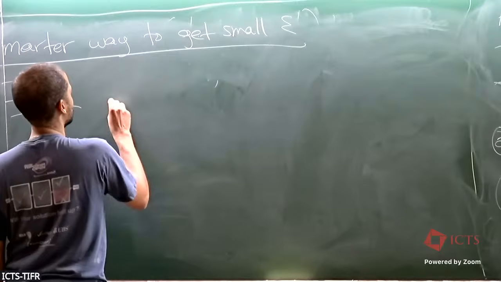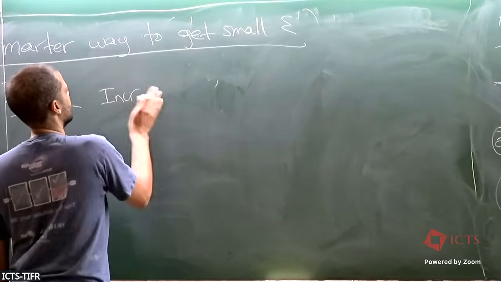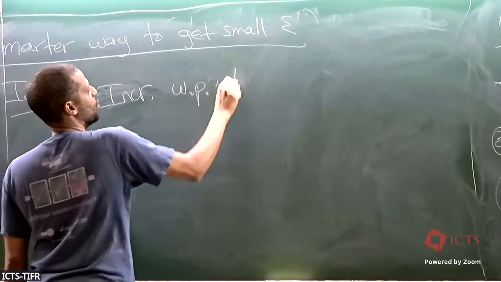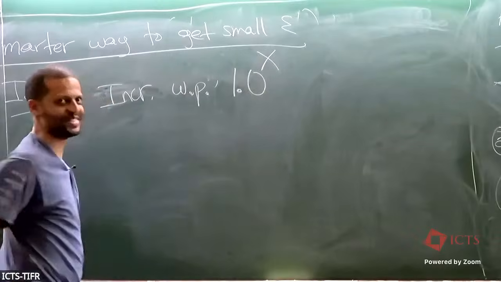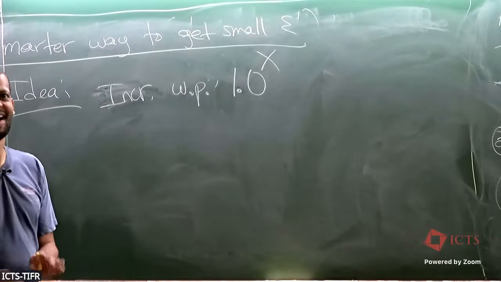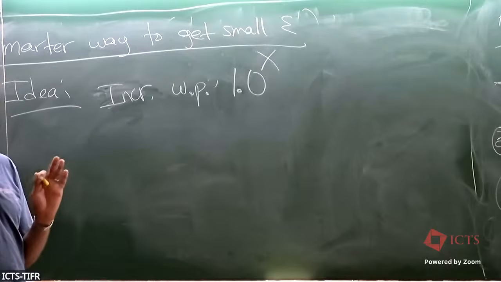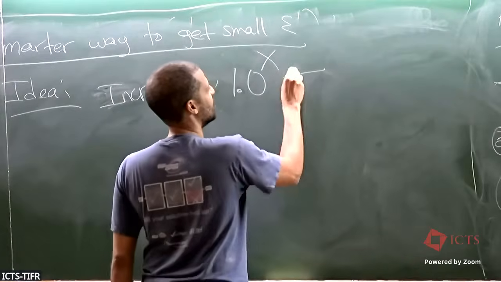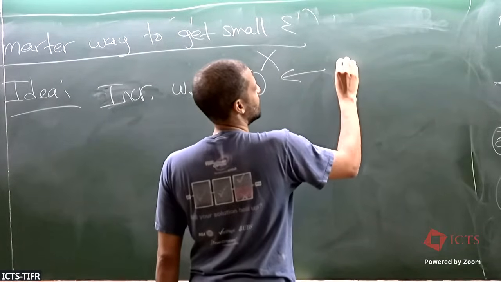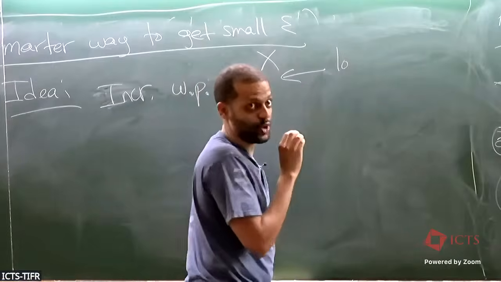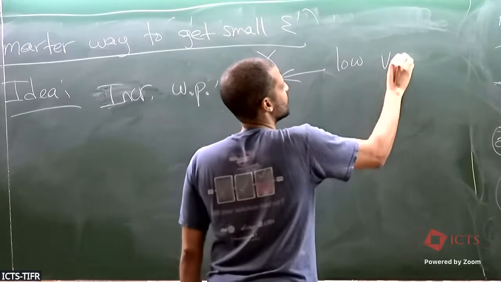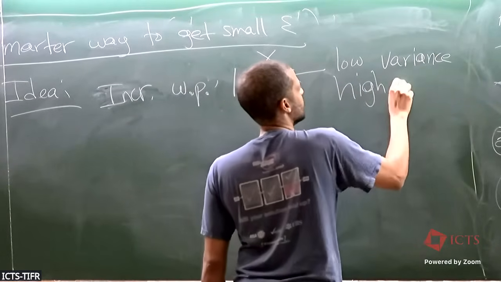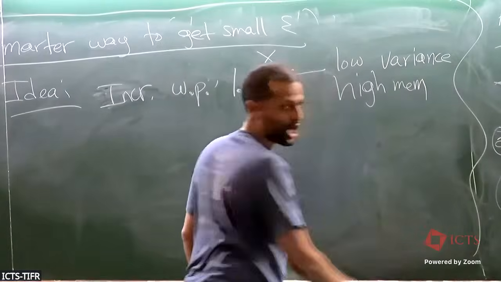If I increment with probability 1 to the x, so every time I say increment, I increment, this is the usual deterministic counter. What can I say? It has low variance. In fact, it has zero variance, but it has high memory. The memory is log n bits.